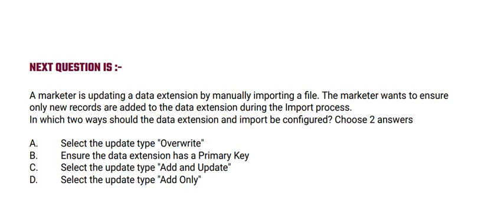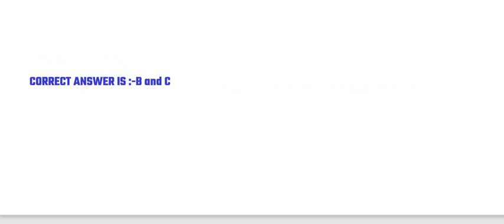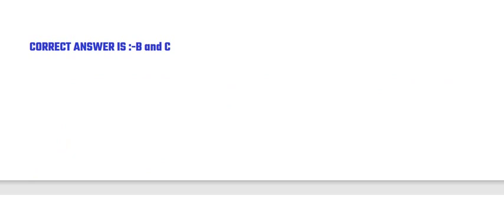Choose two options. And the options are: option A, select the update type overwrite. Option B, ensure the data extension has a primary key. Option C, select the update type add and update. And option D, select the update type add only. The correct option is option B and C.